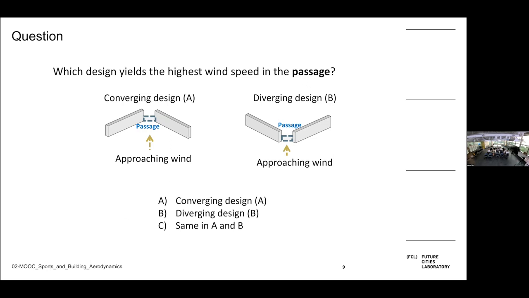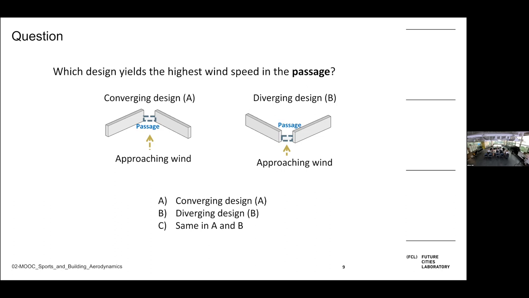The wind comes from this side, and we have a passage area here, shown in blue. So the question is, which design yields the highest wind speed in the passage area? The answers are A, convergent design, B, divergent design, and C, we get the same wind speed. In a few seconds, I think you should have the answer in your mind. You don't have to tell me.